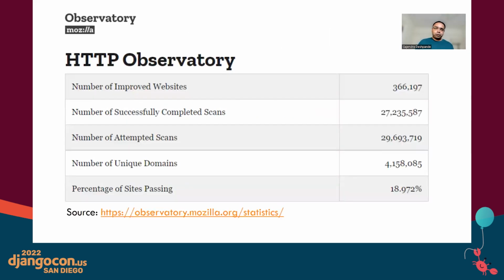Now, why is it so important? You can see on this slide the statistics from the Mozilla HTTP Observatory tool, and you can see the last parameter, the percentage of sites passing the HTTP Observatory. Just around 19% of websites have passed Mozilla's HTTP Observatory test. That means more than 80% of the websites on the internet have not taken security seriously.